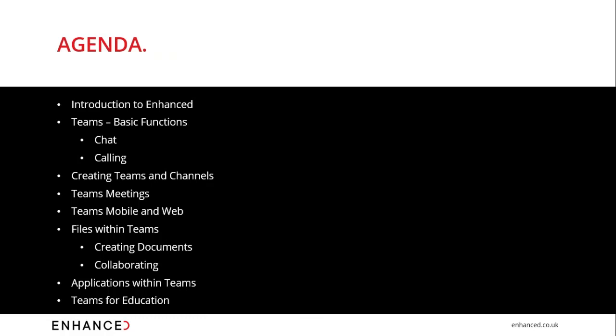Moving on, we'll be learning around the mobile application and web application that Microsoft offer for Microsoft Teams. We'll then be covering off the creation and use of files within a team. This is the kind of collaborative working element of Teams. We'll then be understanding the use of applications within Teams. So Microsoft support external applications within the Teams product. And finally, we'll be covering off Teams for Education. This has distinct differences from the standard Teams experience to build a suitable solution for educators.